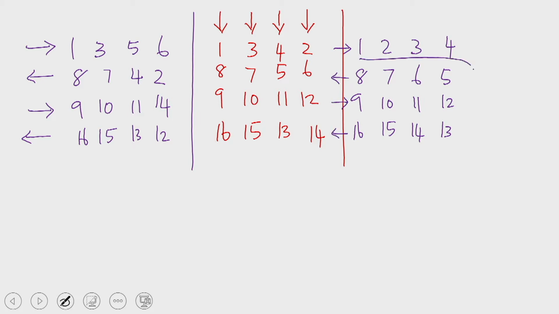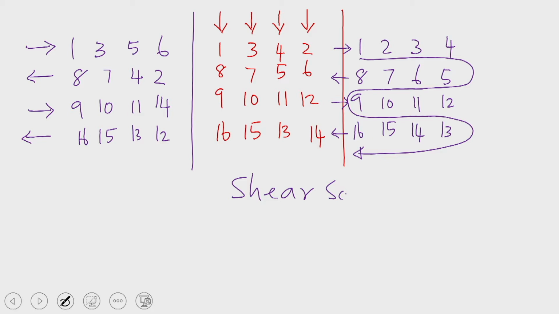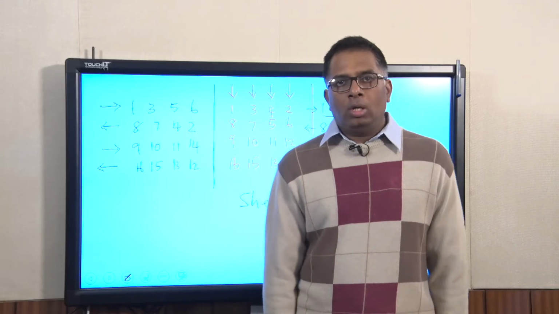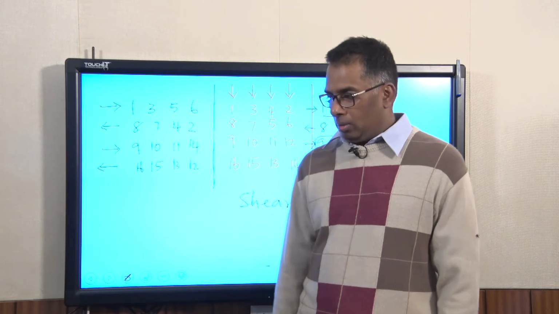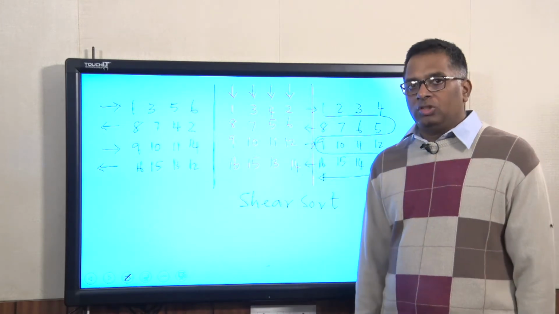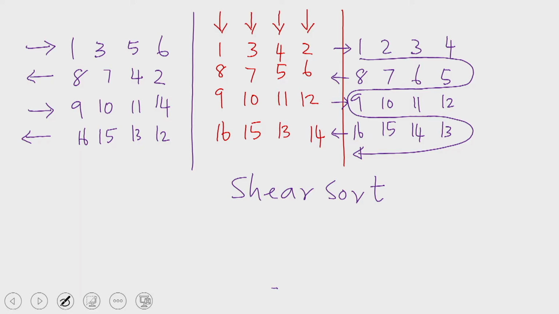Now, we find that the elements are in sorted order. This algorithm is called the shear sort. But then, given the specification of the algorithm, it is not clear why it should terminate, and it is not even clear for how long the algorithm has to be run. So, let us now prove the correctness as well as the time complexity of this algorithm.